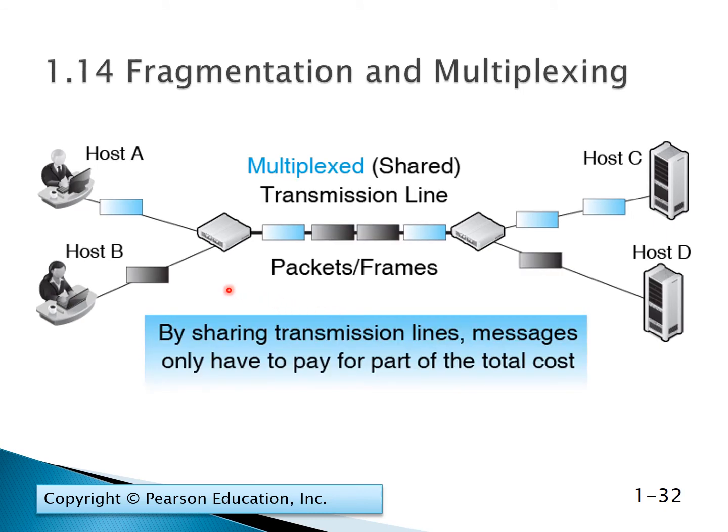So when host B is also trying to send something to host D at the same time, then if you are doing fragmentation, they basically can share the transmission line. By sharing the transmission lines, messages only have to pay for part of the total cost.